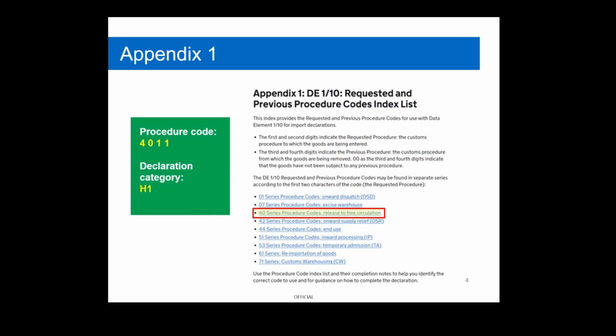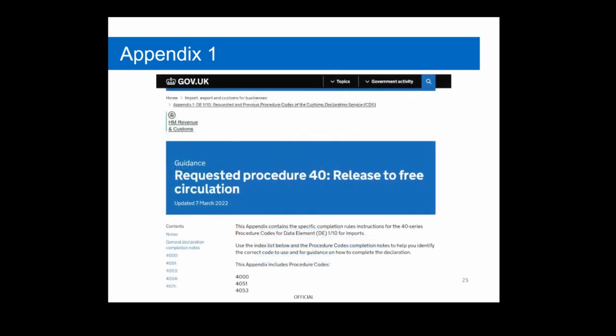Hallie now needs to validate that her identified procedure code of 4000 is still compatible with her declaration category H1. To do this, Hallie scrolls back up to the Requested and Previous Codes Index List section and clicks on 40 series procedure codes released to free circulation. Hallie is then brought to the Requested Procedure 40 guidance page. She selects the hyperlink 4000 on the left-hand side.